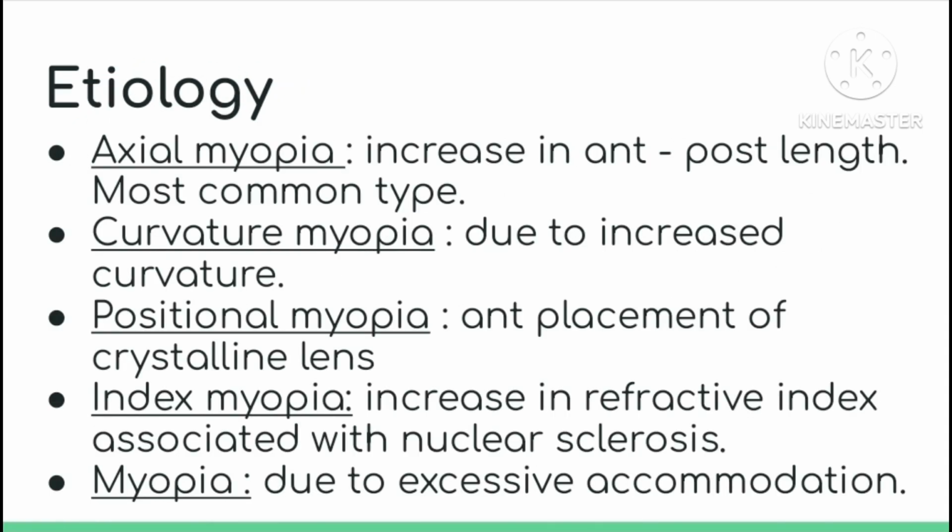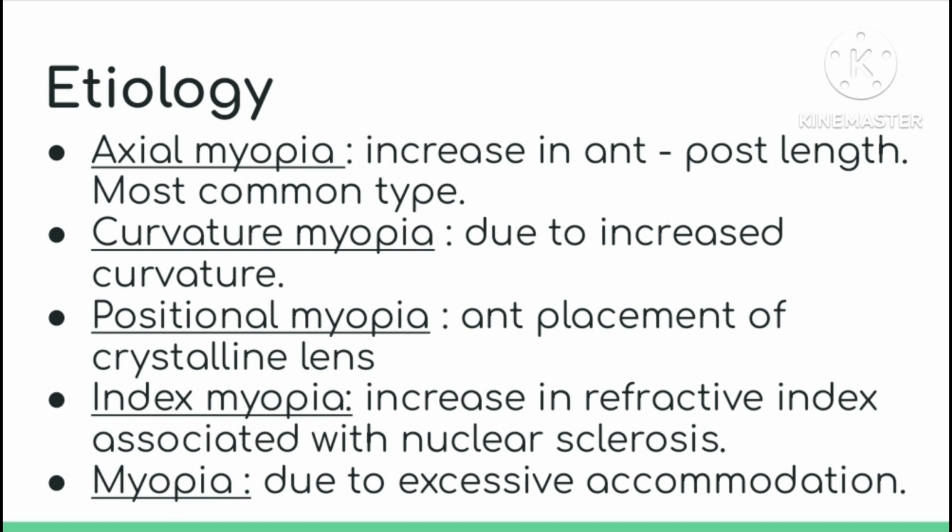Now let's talk about the etiology of myopia. Axial myopia is the most common type. It is an increase in the anterior-posterior length of the eyeball, and it can occur pathologically or physiologically. A 1 mm increase causes 3 diopters of myopia. Curvatural myopia is due to increased curvature of the lens, the cornea, or both. A 1 mm decrease in the radius leads to 6 diopters of myopia.